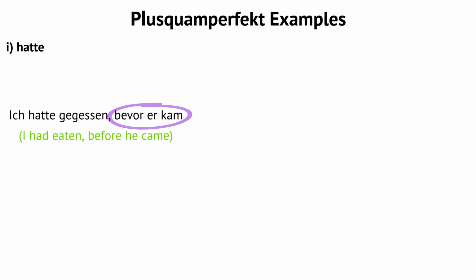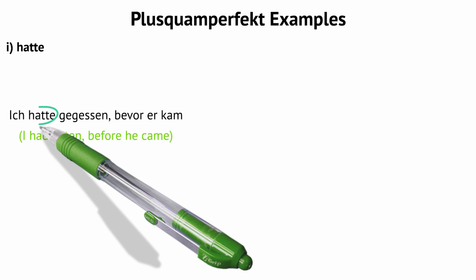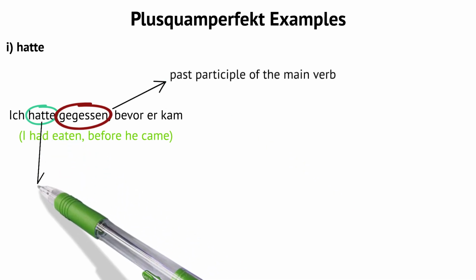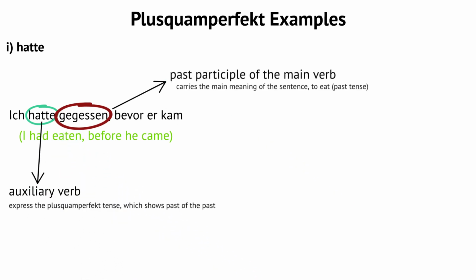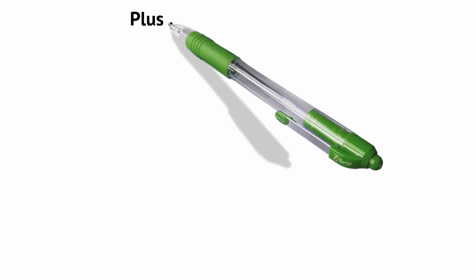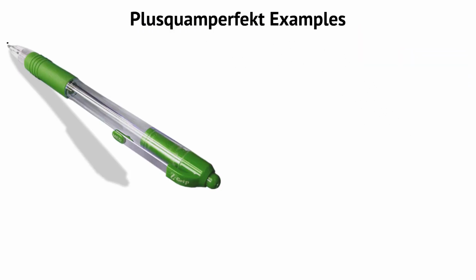In the example sentence, we see that someone came, but before someone came something had already happened, which is I had eaten. This clarification is brought about by the auxiliary verb hatte, which helps the past participle of the main verb, gegessen, to express that the sentence is in Plusquamperfekt. Here the auxiliary verb hatte is used instead of war, because the main verb essen does not express a change in location or state.